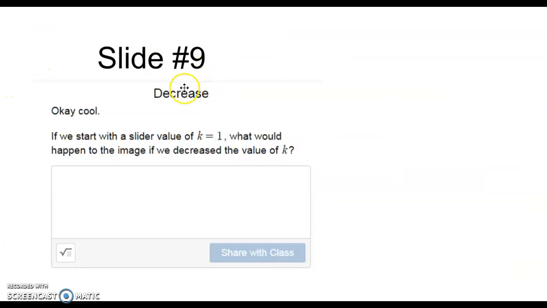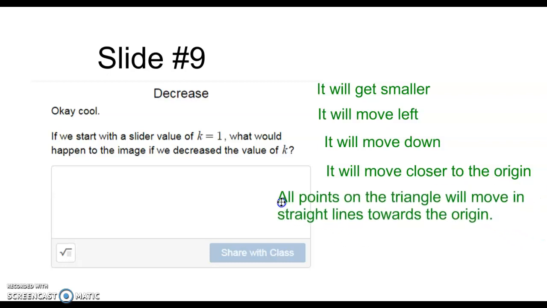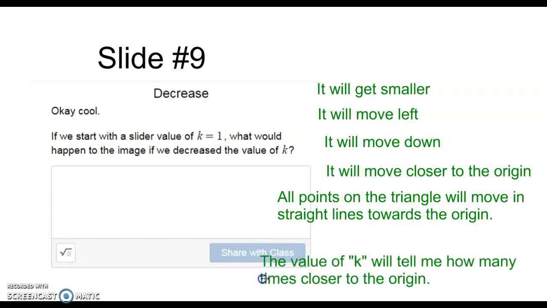So go to slide 9 and they're going to do it in reverse and write as many things as you can think of in here. What happens if I decrease that K value? If I slide to the left, what are some things that might happen? And we're going to see, well, it'll probably get smaller. And instead of moving to the right, it'll move to the left. It'll move down. It'll move closer to the origin. All points in the triangle will move in straight lines, and the value of K will tell me how many times closer to the origin.